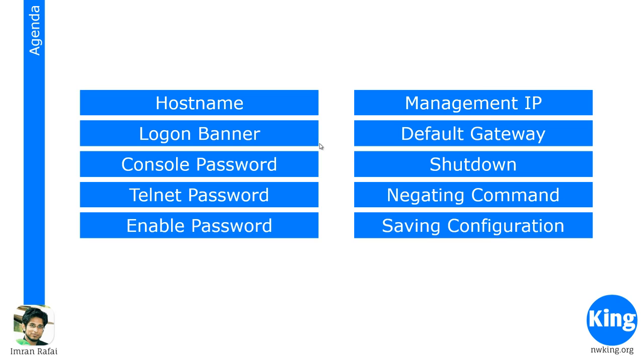Then the default gateway. How do we set the default gateway? You do it from the global config, saying ip default-gateway, and you can give the gateway address. And finally, how do we save the configuration? You can do write, or you can do copy running config to startup config.